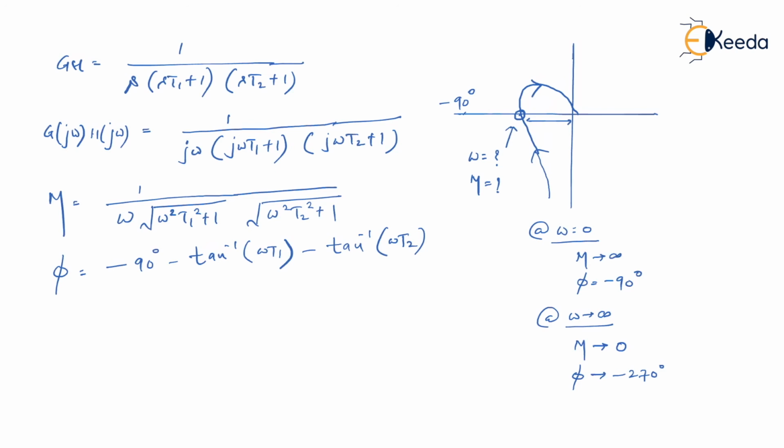Let me give you the value of final omega, which is nothing but 1 upon under root of t1 t2, and the value of M also you can cross check, which is M equal to t1 t2 whole divided by t1 plus t2.